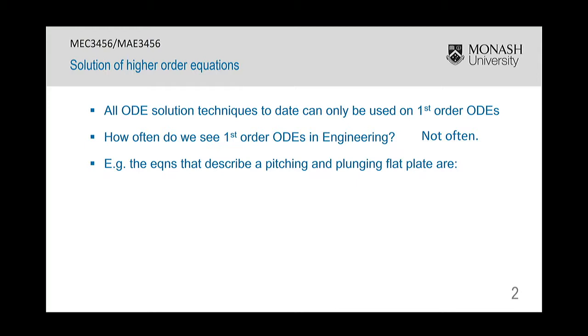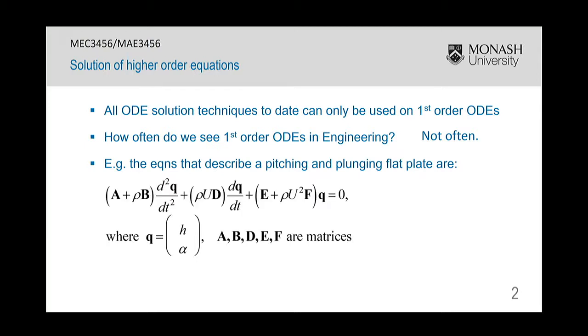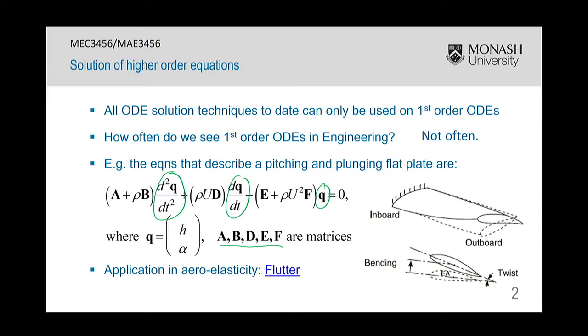So, for example, the equations that describe a pitching and plunging flat plate, for example some airfoil, is this rather complex vector equation here where Q is our unknown. It's a vector h and alpha, where h is the displacement and alpha is an angle. We can see that we have a second derivative term there, a first derivative term and a linear term there, and the A, B, D, E and F are all matrices. So this is a matrix equation. It's moderately complex, and it describes what happens, for example, in applications in aeroelasticity, where you have a wing that is twisting and also going up and down.